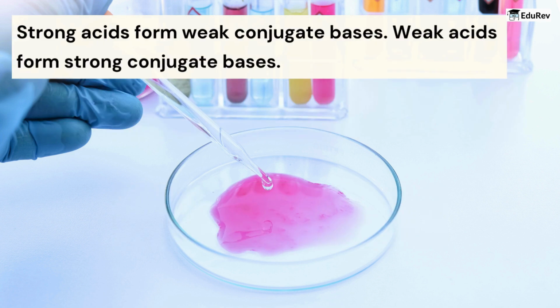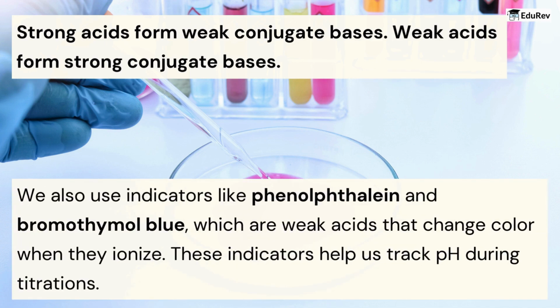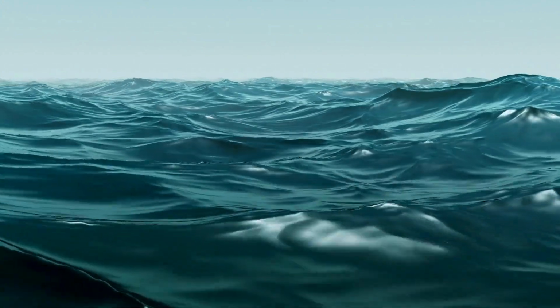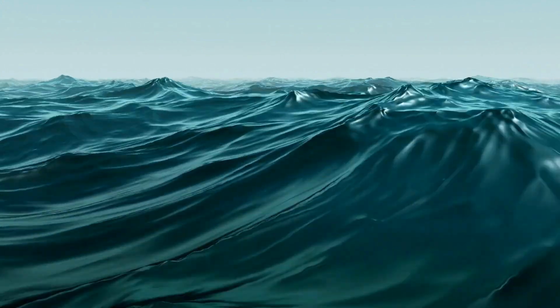Strong acids form weak conjugate bases. Weak acids form strong conjugate bases. We also use indicators like phenolphthalein and bromothymol blue, which are weak acids that change color when they ionize. These indicators help us track pH during titrations. Let's now study the ionization of water and the ionic product of water.